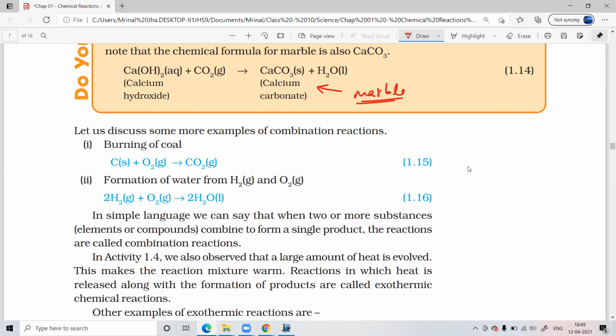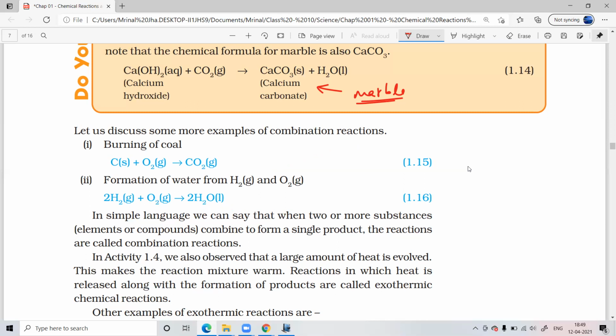Let us discuss some more examples of combination reactions. Burning of coal. Carbon plus oxygen, which gives us carbon dioxide. Hydrogen plus oxygen, which gives us water. H2O, which is water.